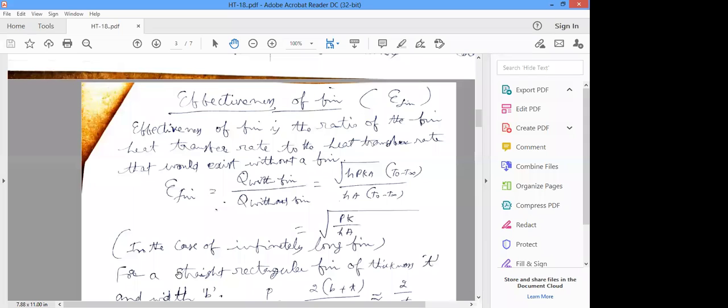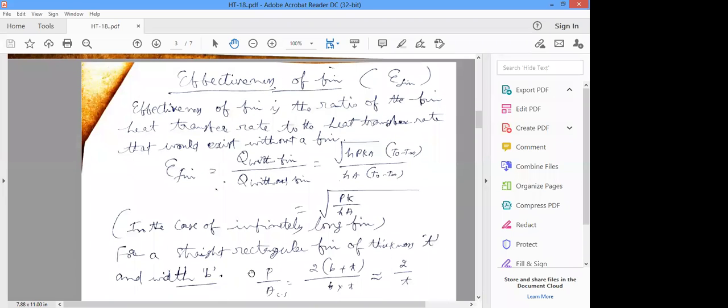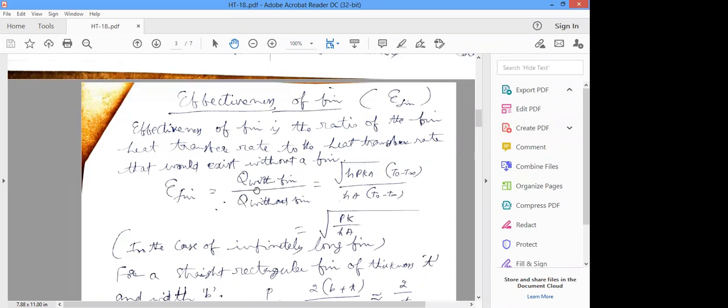Now what is the effectiveness of the pin? The efficiency of the pin is Q pin divided by Q max. But the effectiveness of the pin is the ratio of the pin heat transfer rate to the heat transfer rate that would exist without a pin. If there is no pin, what is the heat transfer rate? If there is a pin, what is the heat transfer rate?